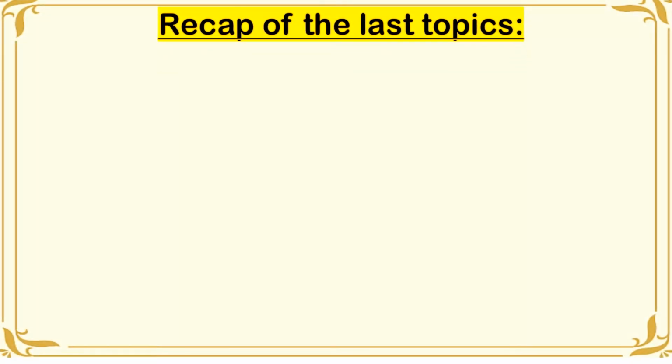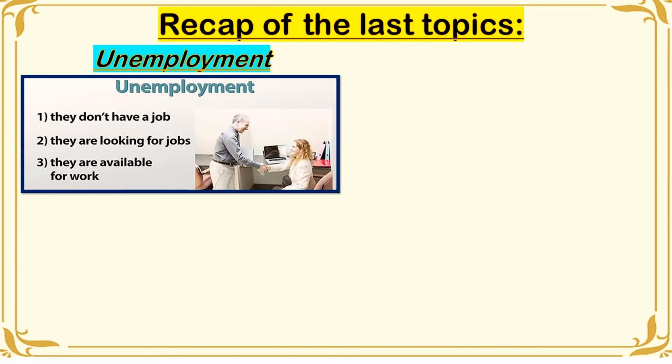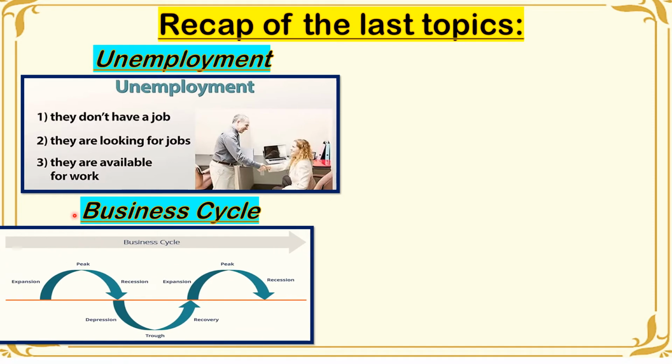Class, before we proceed to our online discussion, I would like us to have a short recap or review of the last topics that we have discussed last week. So the first one is unemployment. When we say unemployment, it means they don't have a job, they are looking for jobs, and they are available for work. The second topic that we have discussed is about business cycle.